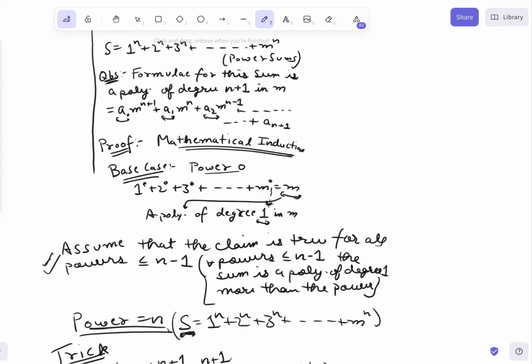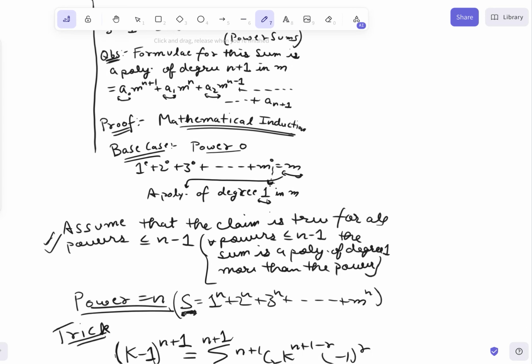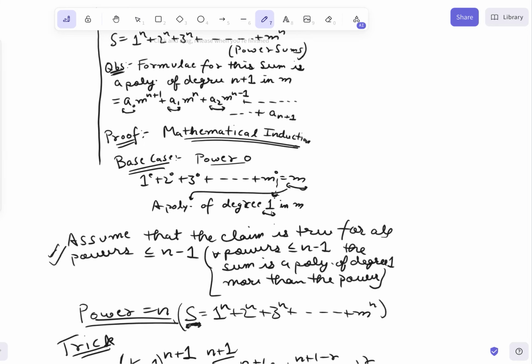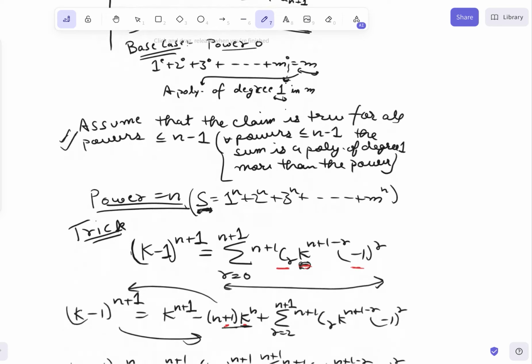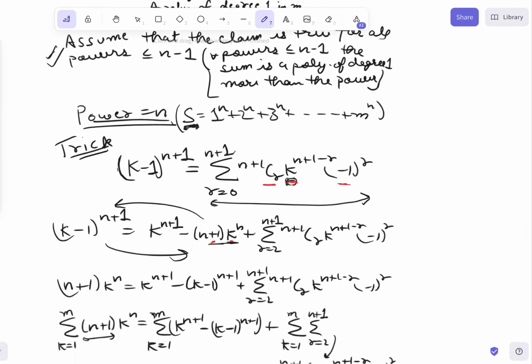Now, as per mathematical induction, the next step is we assume that our claim holds for all the powers less than or equal to n minus 1. So for all powers less than or equal to n minus 1, we assume that the sum is a polynomial of degree 1 more than the power. So we assume this. Now let's see for the power equal to n step. Let's try to prove this.